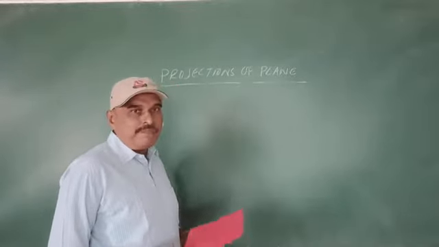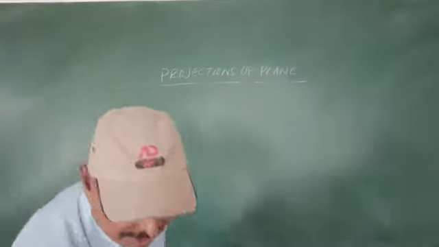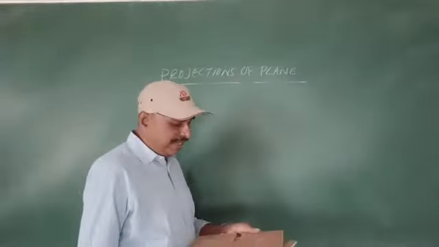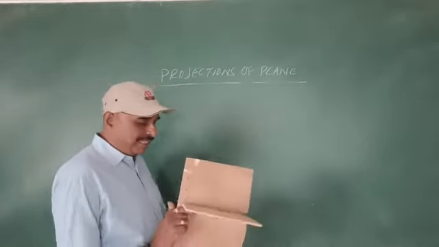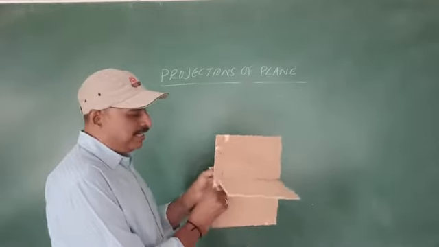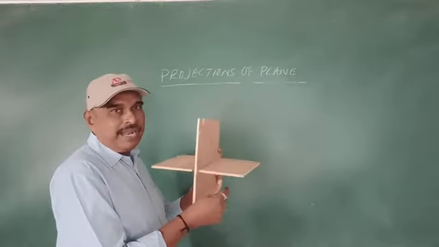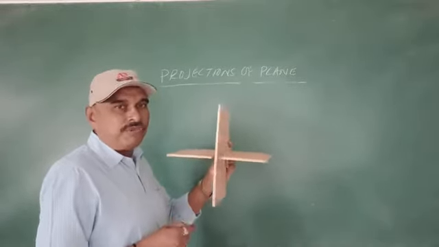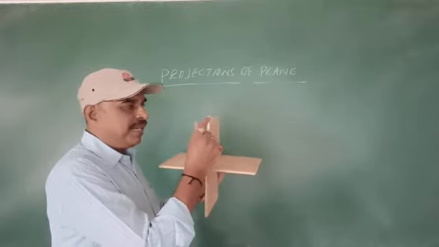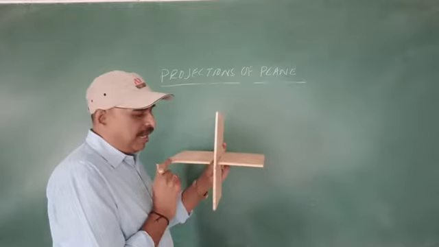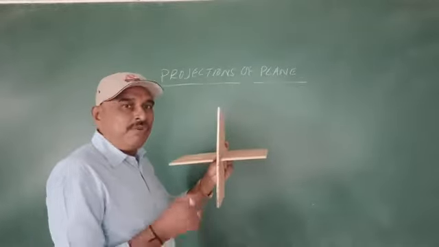Now, already you know about the quadrants. What are the four quadrants? Let me show once again. Here you can see the first quadrant, second quadrant, third quadrant and fourth quadrant. You know how the quadrants are formed: 0 to 90 degrees, first quadrant; 90 to 180 degrees, second quadrant; 180 to 270, third quadrant; and 270 to 360, fourth quadrant.